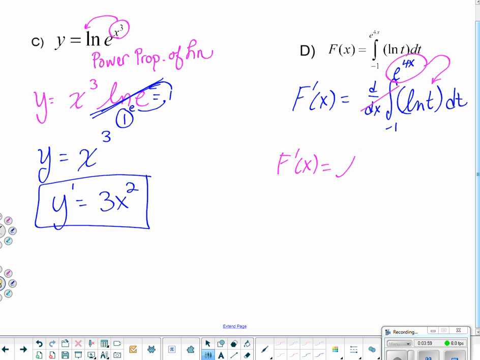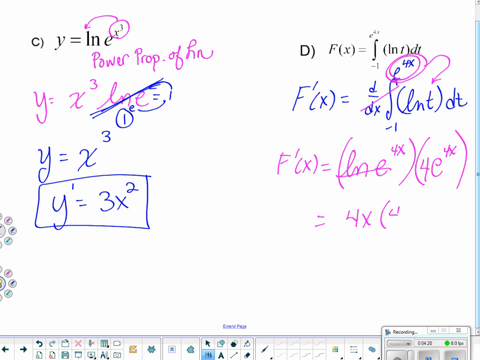to substitute in, that will give me a natural log of e raised to the 4x. But the critical thing, don't forget to take the derivative of our upper bound. The derivative of e to the 4x will be e to the 4x times the chain rule, which will produce a 4. All right, natural log of e is 1. This will be a 4x times a 4e to the 4x, giving us 16x e to the 4x.